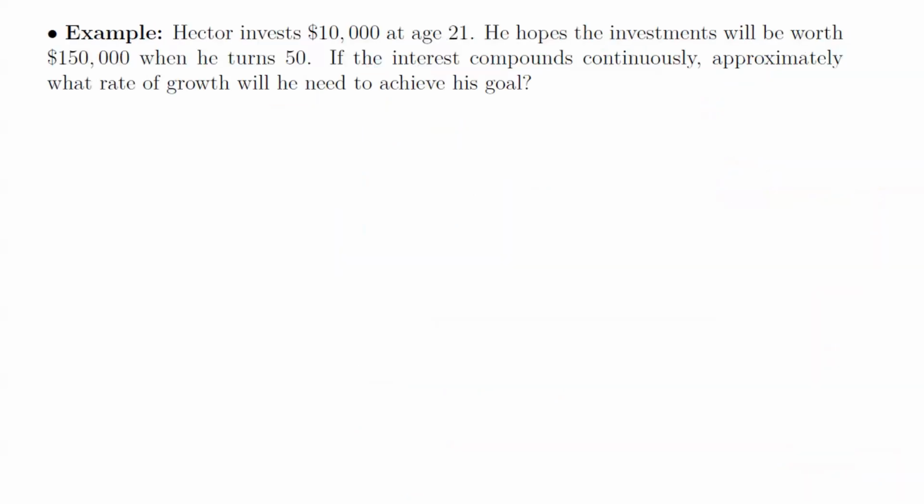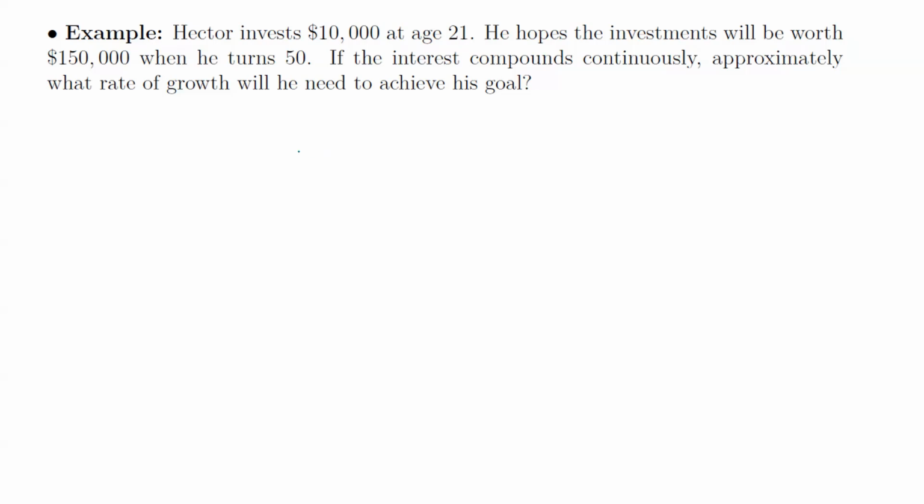So one more example with continuously compounded interest. It says Hector invests $10,000 at age 21. He hopes the investment will be worth $150,000 when he turns 50 years old. So he's planning for the future here. If the interest compounds continuously, approximately what rate of growth will he need to achieve this goal?